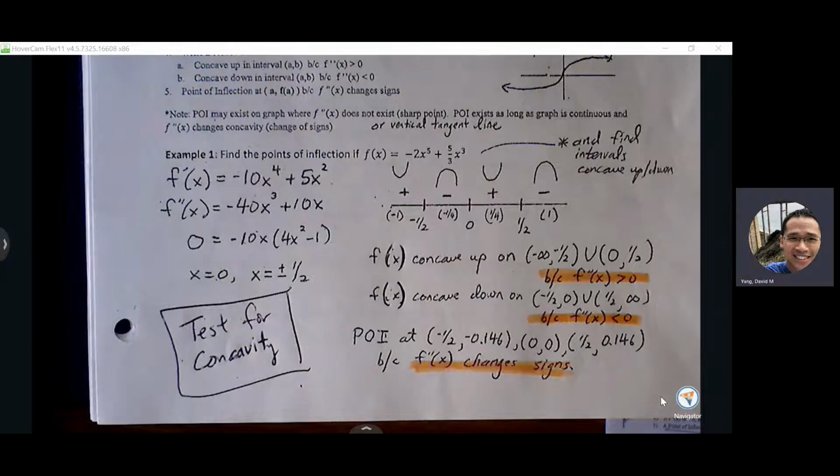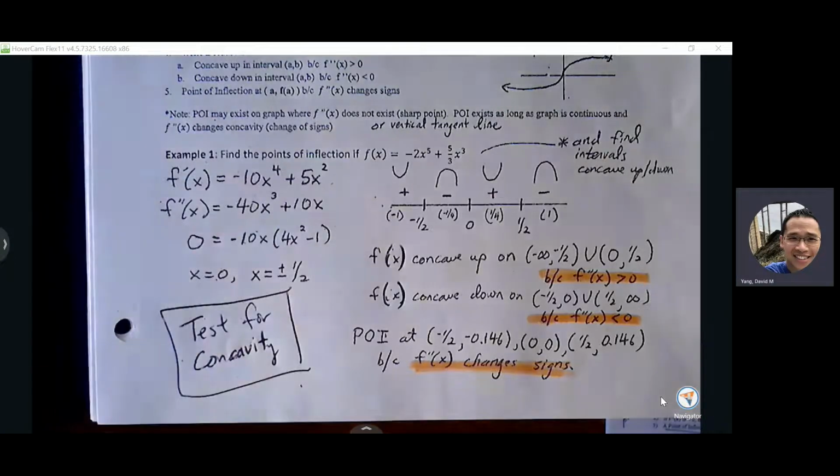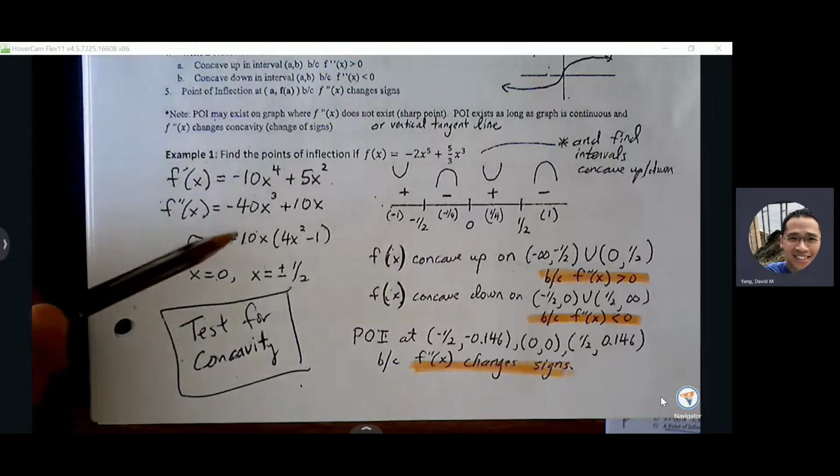So we talked about how if I want to do anything with the curvature of the graph, I have to go all the way down to the second derivative function. So we start off by finding f prime, and then we work our way down to f double prime. And this is where we're going to get all the information from the second derivative function. Okay, so once we get to the second derivative function, we set it equal to 0 to find our critical points.